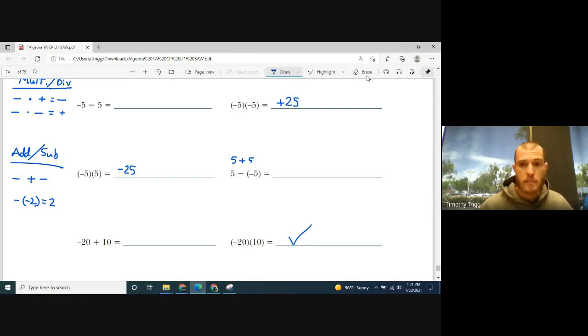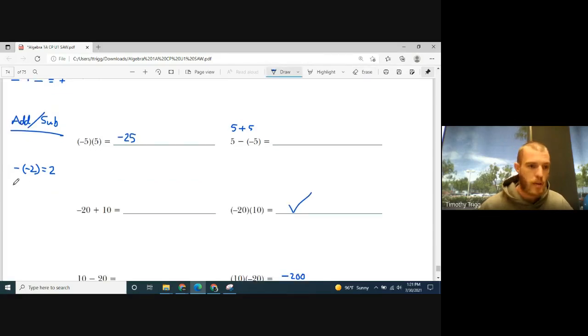So that's one rule to keep in mind, okay? If two things are the same sign, I'm going to actually erase this here. So if two things are the same sign, you add them. So same sign, add.